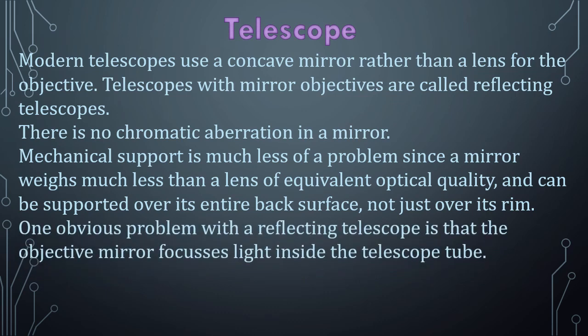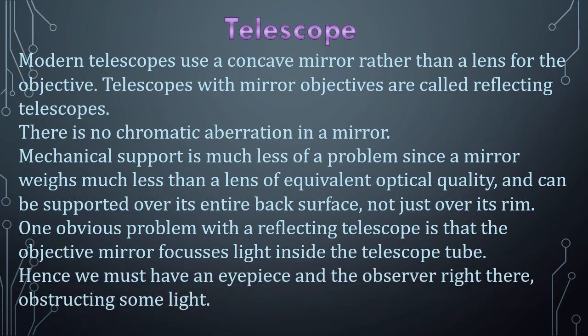One obvious problem with a reflecting telescope is that the objective mirror focuses light inside the telescope tube. The light in such a telescope will be focused inside the telescope. So, if you want to see any distant object, you have to view it inside the telescope. Hence, we must have an eyepiece and the observer right there, obstructing some light.